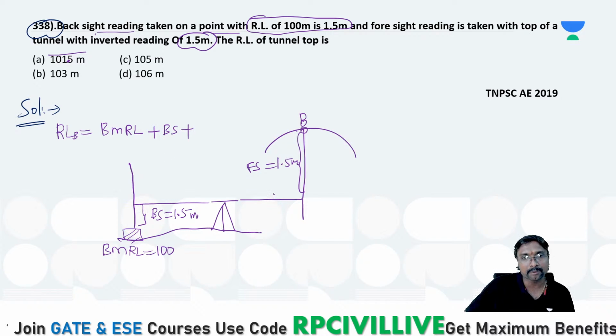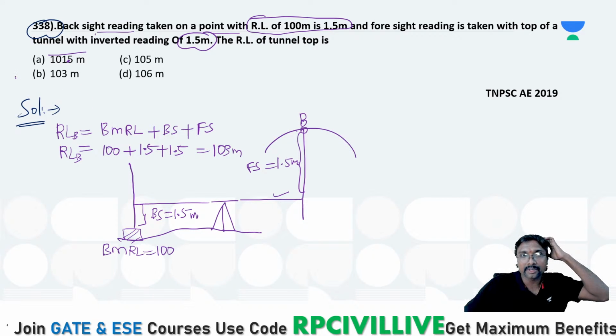Plus this backside means up to this line of sight, but we want that one now. So that also we have to add it now. Going upward means foresight, you can say, right? The benchmark reduced level is 100 plus 1.5 plus this 1.5, right? So how much does it come to? It is 103 meters. That is the reduced level of the top of this one. Yes, 103 meters. Option B is the correct answer.